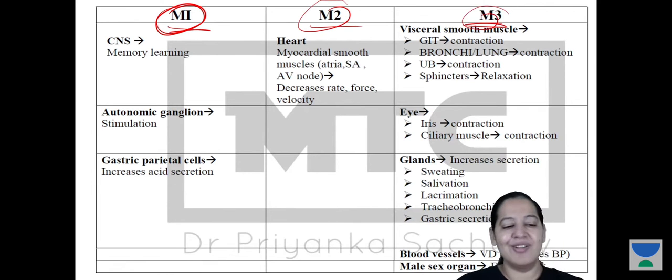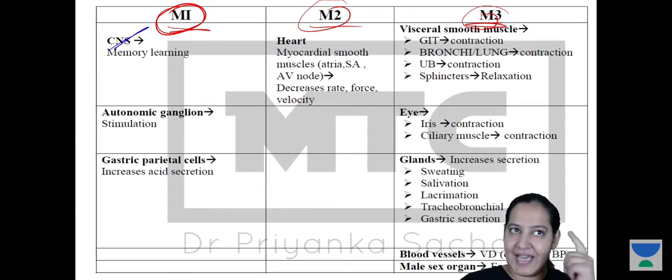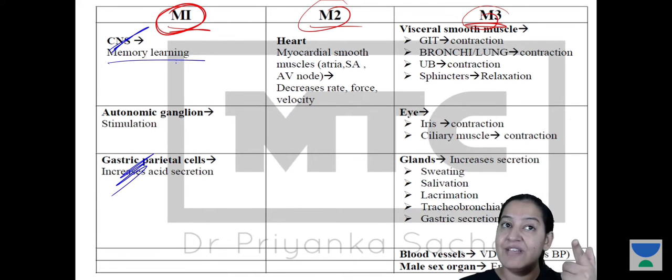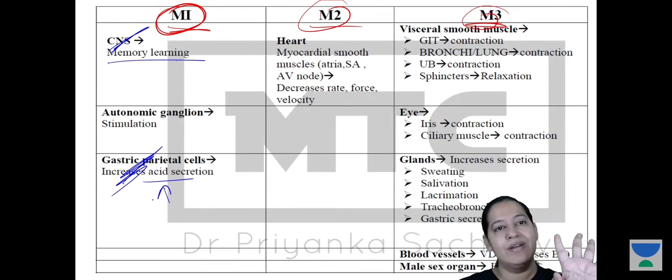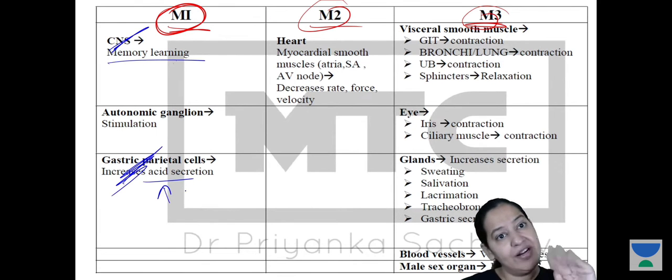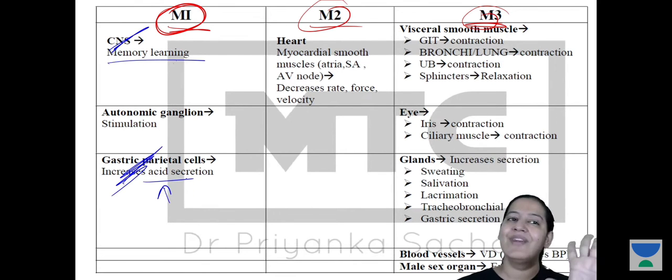You have to learn the organs. M1 is present in the CNS and in the stomach. These two are important. In the CNS it is responsible for memory function, which is why deficiency will lead to Alzheimer's and dementia. In the stomach, it increases the acid secretion. So cholinergic drugs will cause acidity, and anticholinergic drugs will decrease the acid secretion. Done.